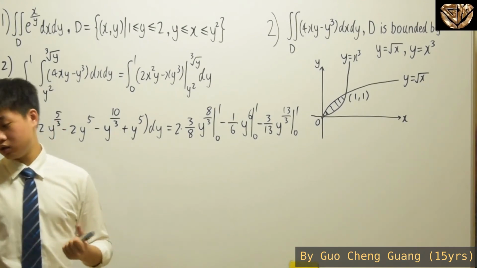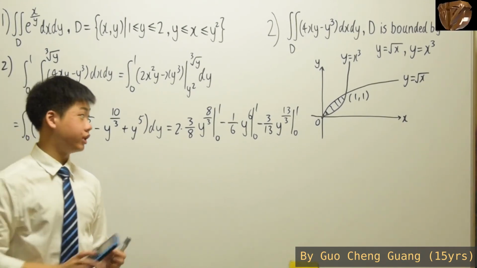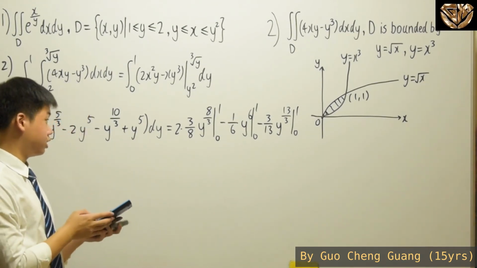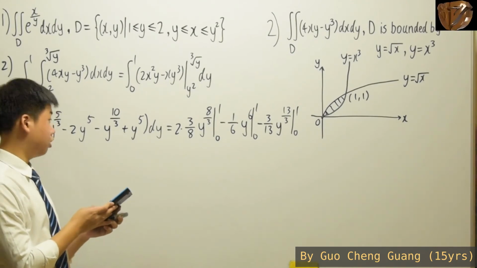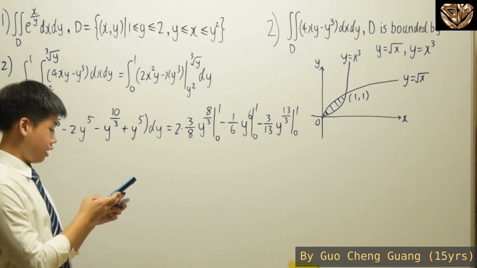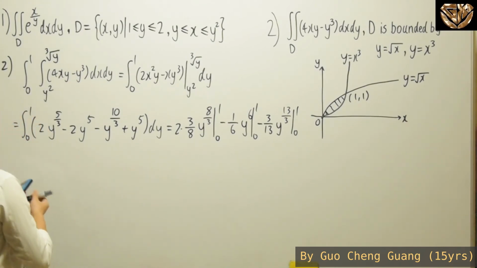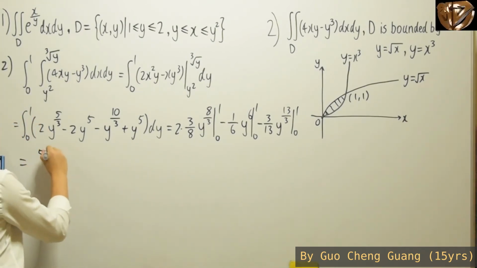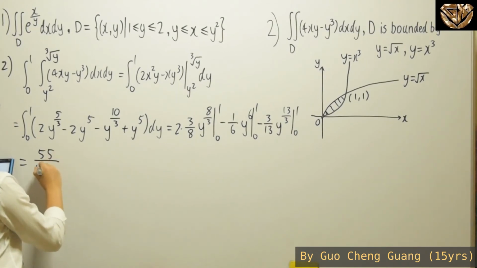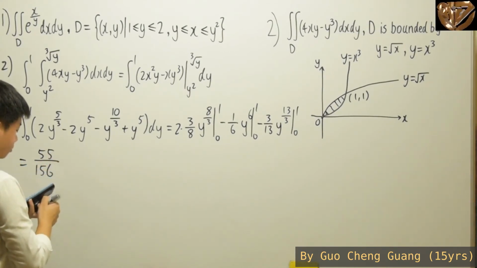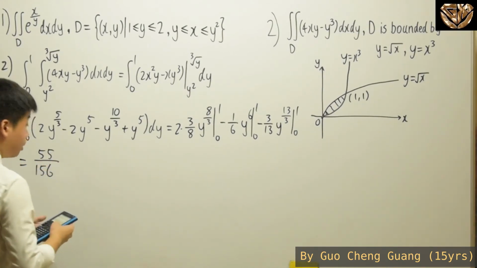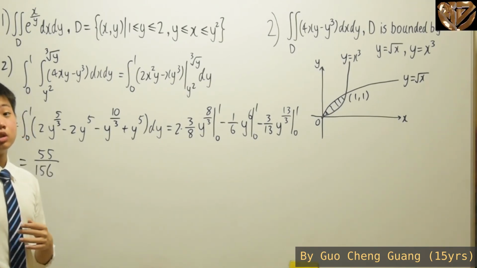Well, at this point you can choose to just work out this entire calculation, or you can just punch your values into a calculator and see what it will give you. At last, it will give you the value of 55 over 156, which is right. So that is the answer for this question.